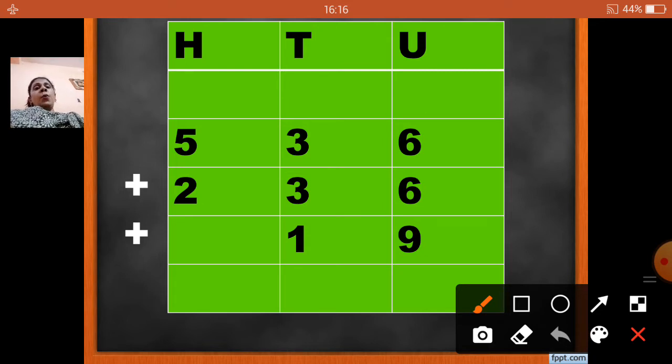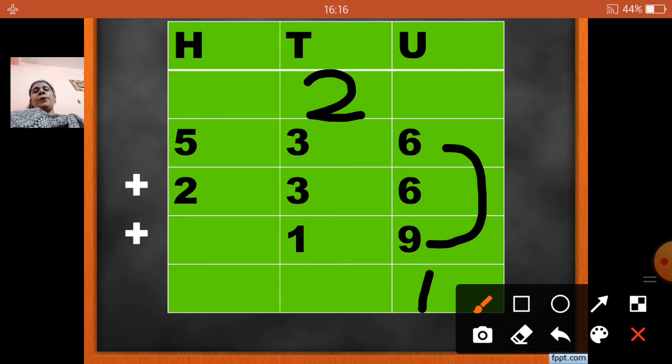Now to that 12 I will add this 9. So what answer will I get? 12 plus 9: 13, 14, 15, 16, 17, 18, 19, 20 and 21. So should I write 21 in the units column? No, I will write only the number 1 and 2 I will carry over.